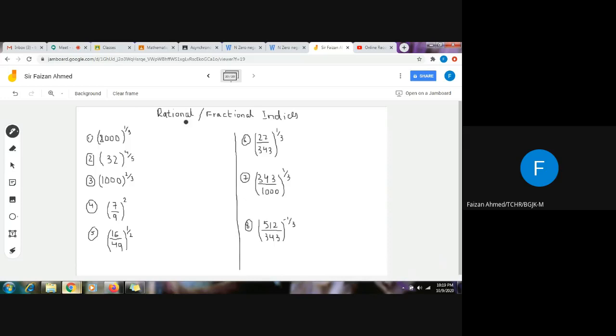This is basically rational or fractional indices. We know that whenever the exponent, the index, is a fraction, we have to solve it using a trick, and I discussed that trick in the class as well. I told you that the power of the denominator will tell you what to do inside the brackets. Since there is a 3, I have to find a number whose cube is 8,000. This is the strategy, the trick which we use to solve questions like this in the class.